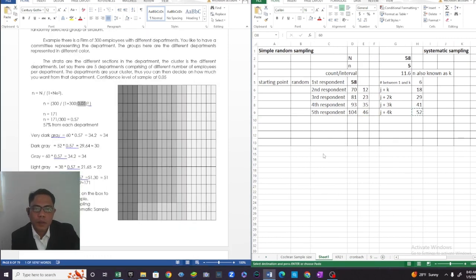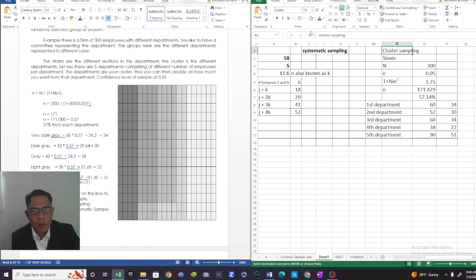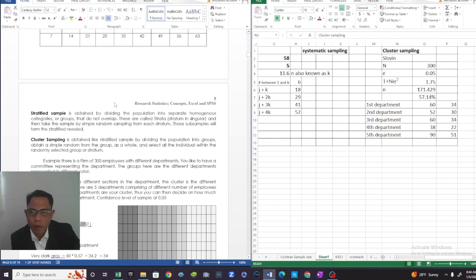So from simple random sampling and systematic sampling, you also have cluster sampling, which will also utilize simple random sampling and systematic sampling. So let's read through this. What is a stratified sample? A stratified sample is obtained by dividing the population into separate homogeneous categories or groups that do not overlap. They are called strata, stratum in singular.